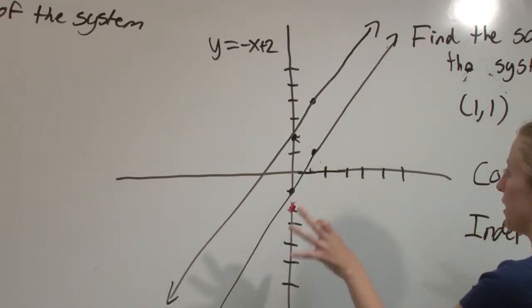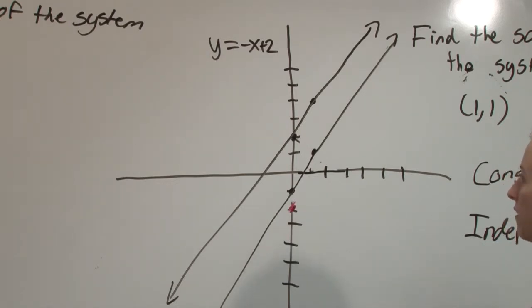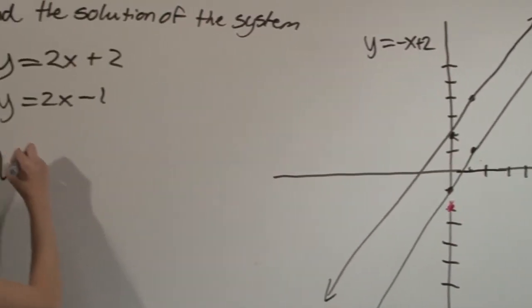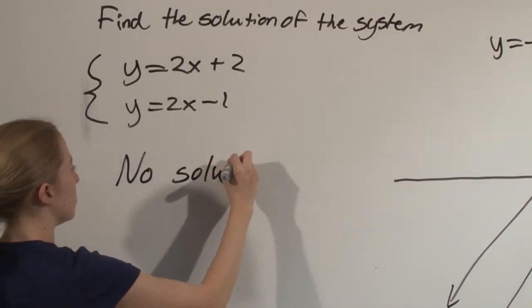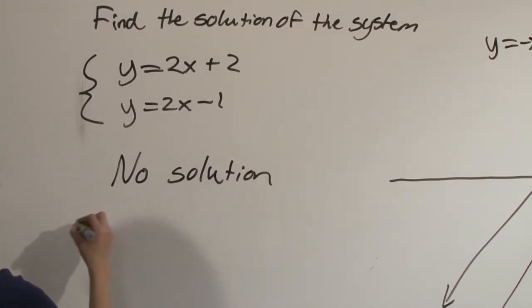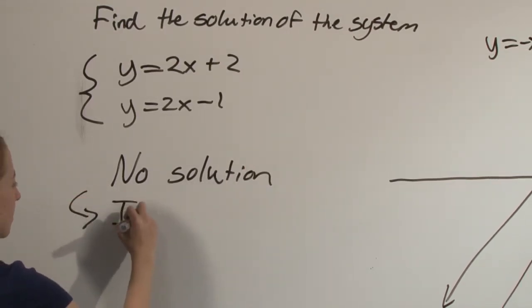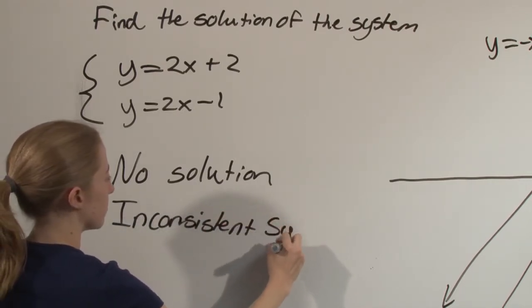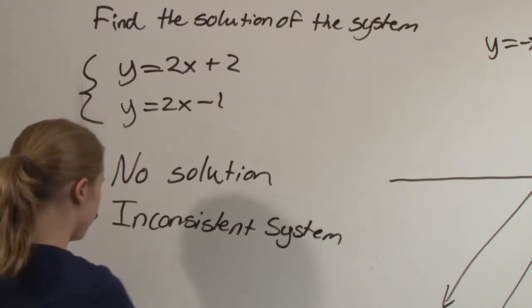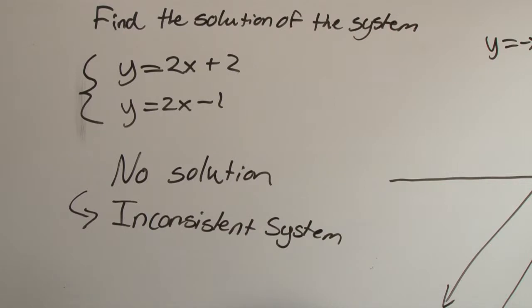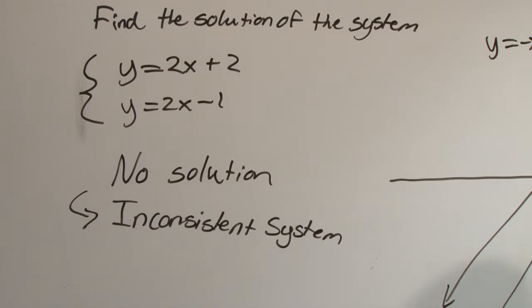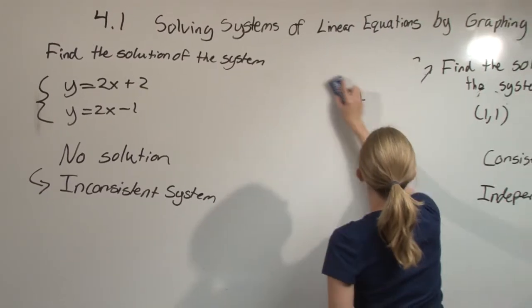So these two lines are parallel. And as we went over before, two parallel lines never intersect. So they do not have a solution. There is no solution. So that means it's an inconsistent system. So we've covered the case where there's no solution, and we've covered the case where there's one solution.